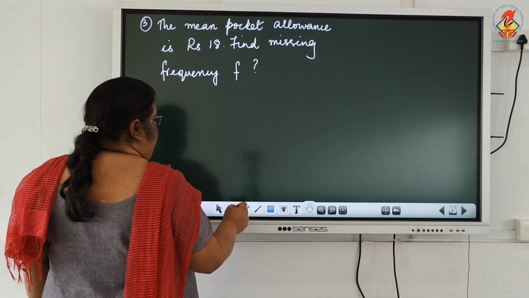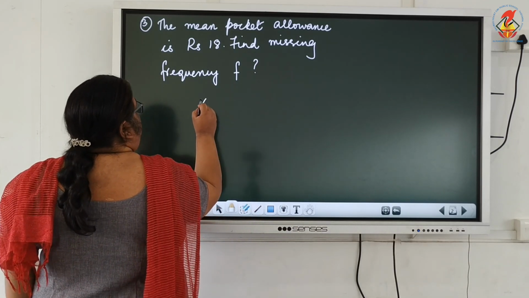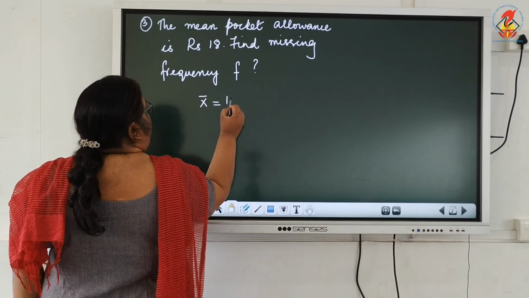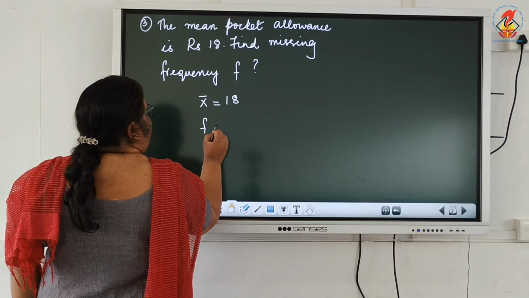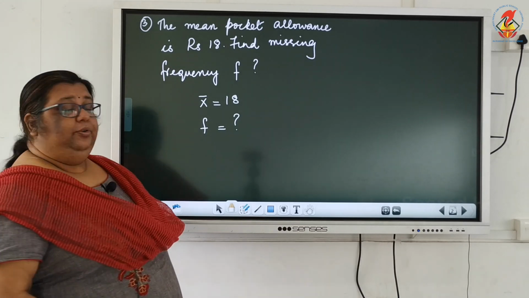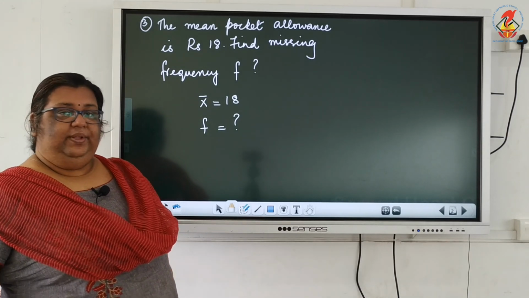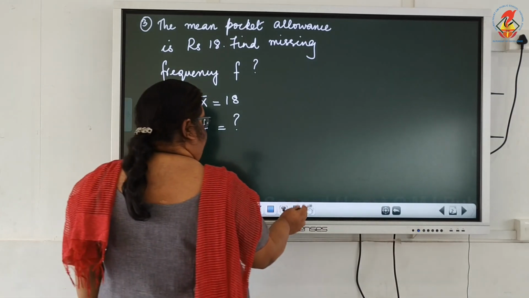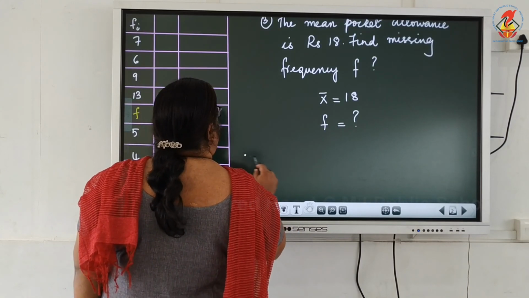Now in that table, mean is given as 18. There is a frequency which is not given. So you need to find the missing frequency f. So let's start doing the problem.